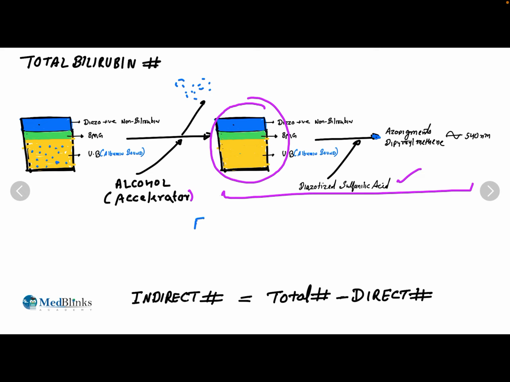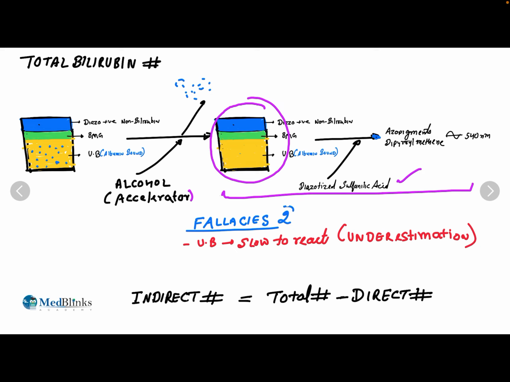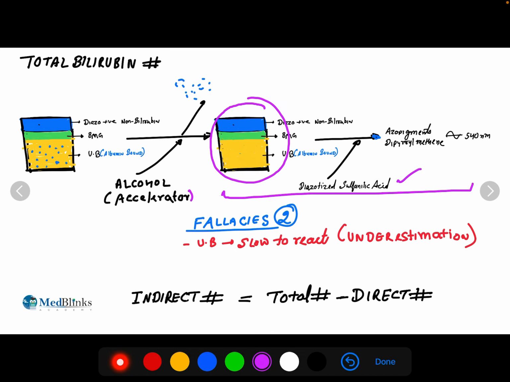The fallacy of this method is that it underestimates unconjugated bilirubin. Why does it underestimate? Because unconjugated bilirubin is slow to react with diazotized sulfanilic acid. That's why it underestimates unconjugated bilirubin. So when we have direct bilirubin and total bilirubin, we can actually calculate unconjugated or indirect bilirubin.